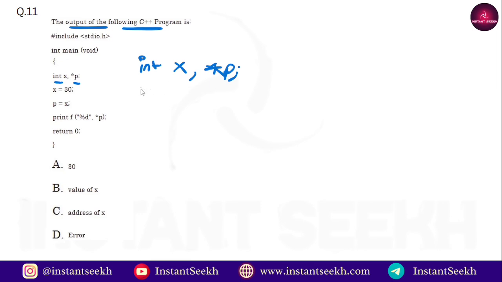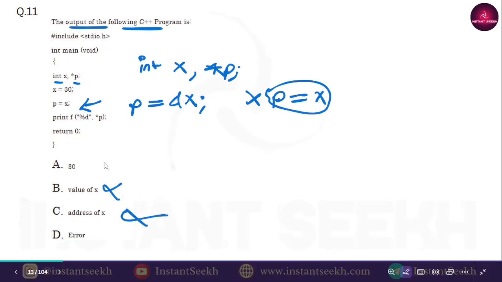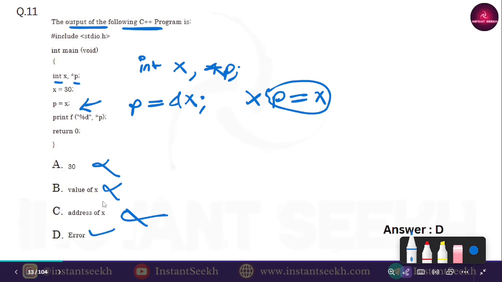Okay, so first of all, you should know whenever we are assigning to the pointer, we are assigning a reference. It should be something like this: p equal to &x. Not p equal to x, not this way. This is wrong, so your answer will be error. That is your option number D, not C, not A, not B. Error will be the output of this particular code.